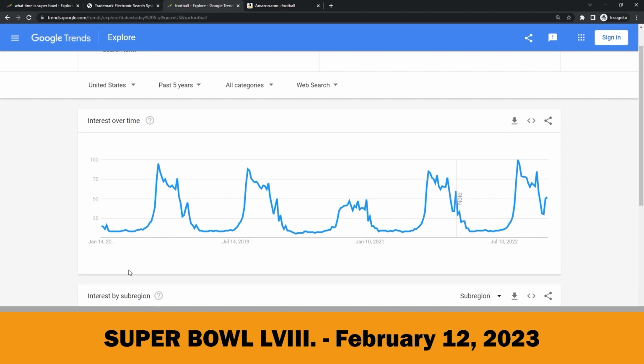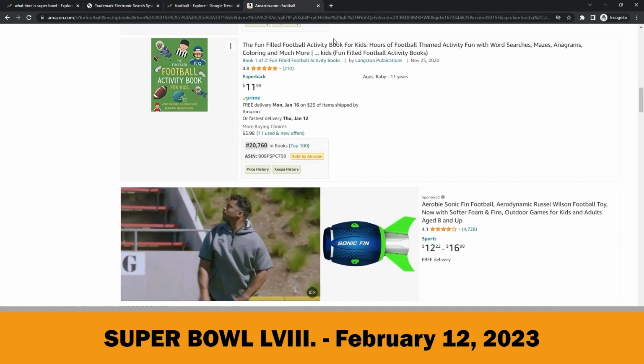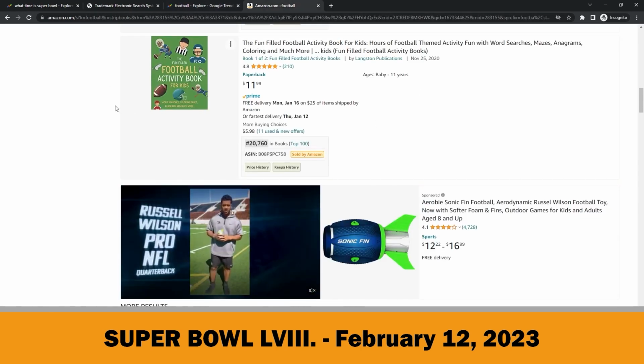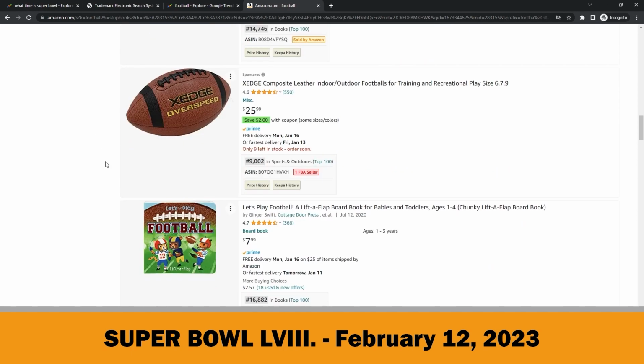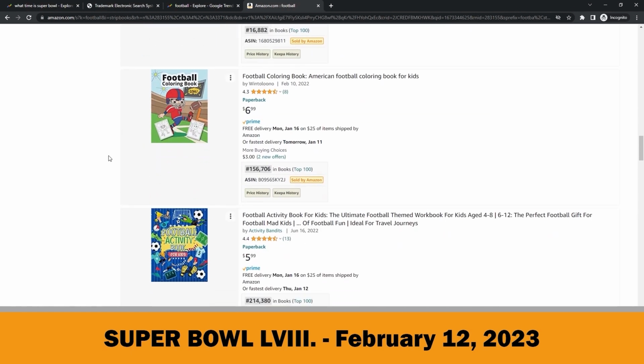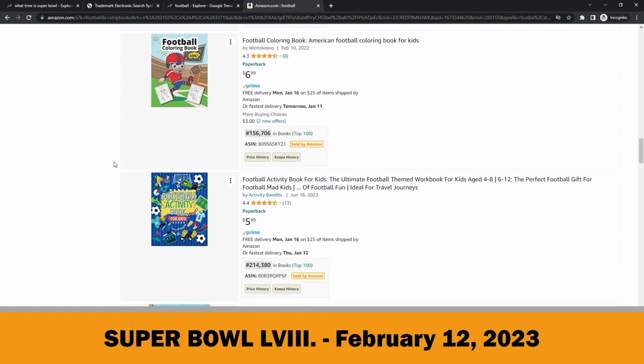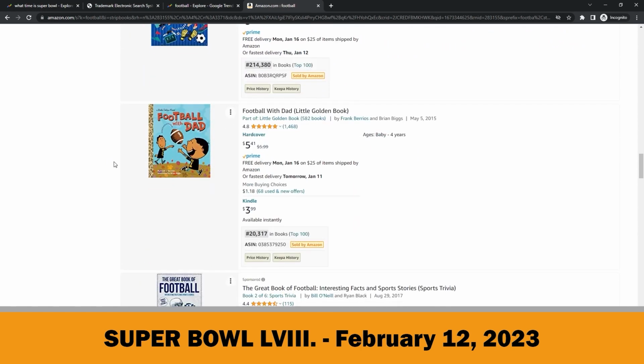As you see on Google Trends, football is a great niche because interest is evergreen during the NFL season. Therefore, I think taking advantage of increasing traffic by publishing activity books, word search puzzle books, coloring books, and even lined notebooks about football before the big game is a good idea to make money in February.